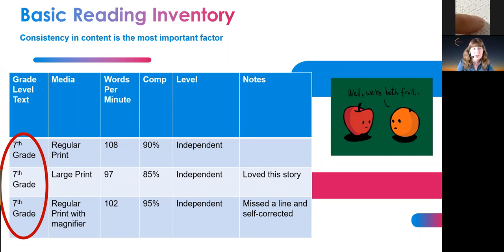There is an example on the page that shows that a student was assessed on their independent reading level, which was the seventh grade level, in all areas: regular print, large print, and regular print with a magnifier. If you are assessing them on their independent reading level in all areas, then you ensure that you are testing their access to the media and not their ability to read. If you are using different grade levels for those assessments, you won't get an accurate result. You won't know if you're testing their reading media or if they do better or worse because of the level that they're being asked to read.